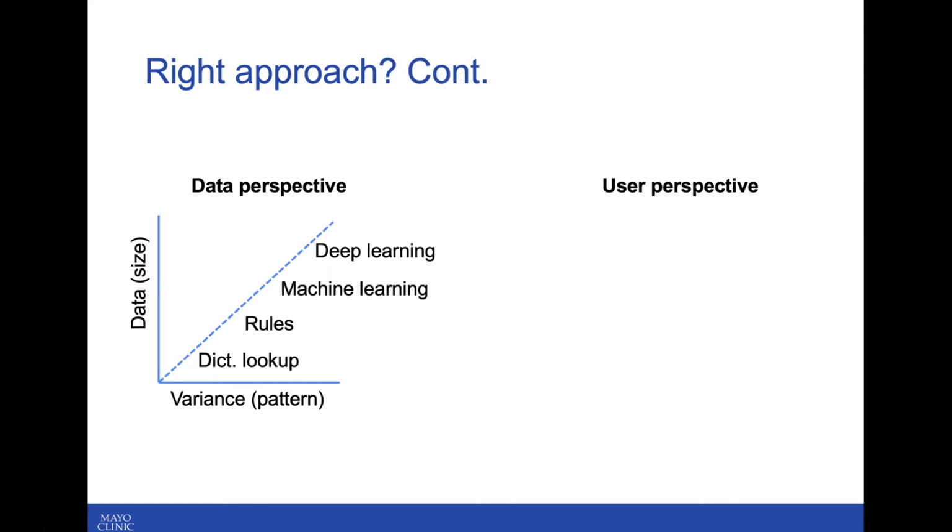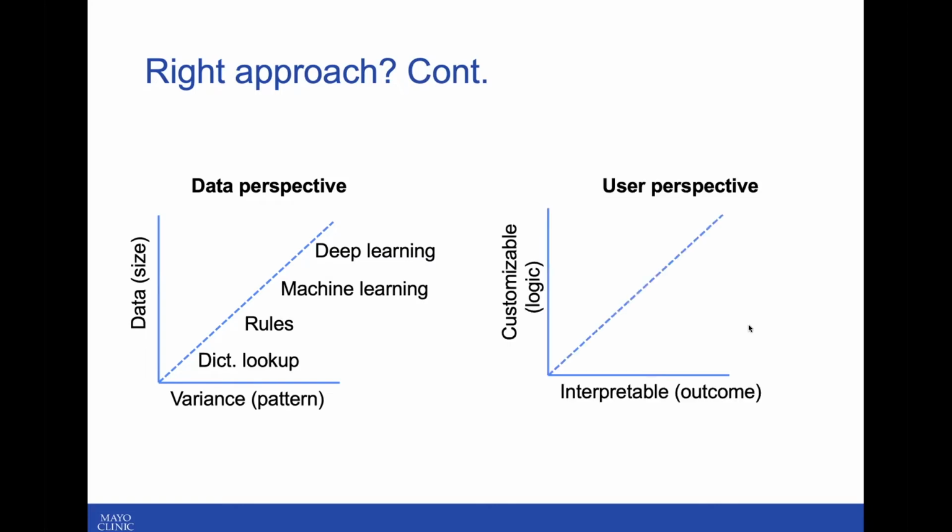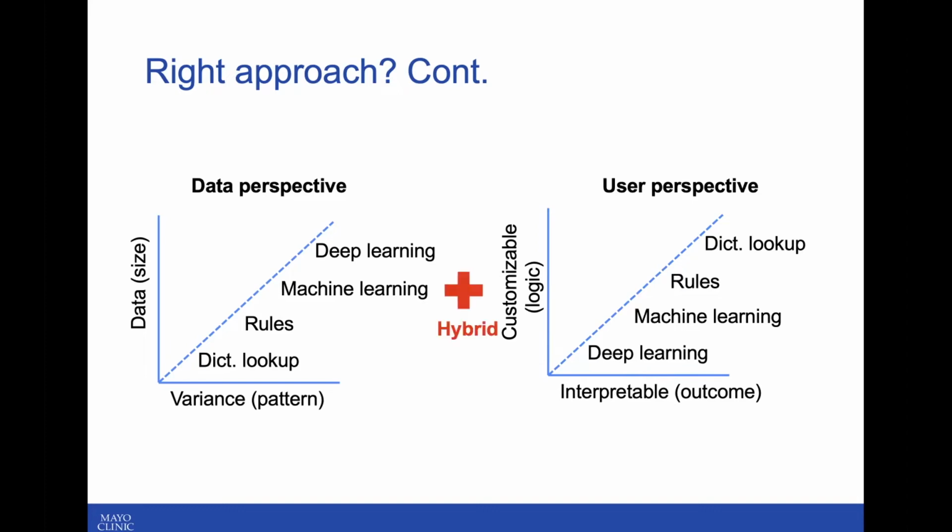And we can view this from the user perspective, considering the customizability of the logic and the interpretability of the outcomes. If we need high customizability and interpretability, we can apply dictionary lookup and the rule-based approach. But if not, and we just care about performance, we can apply machine learning and deep learning. And of course, we can use hybrid techniques depending on the task.